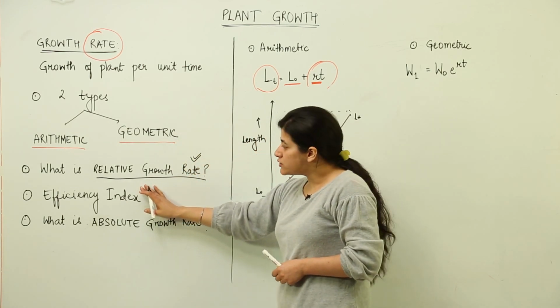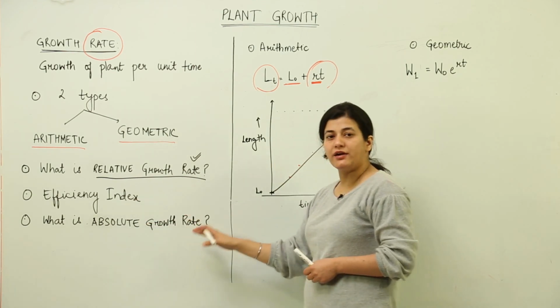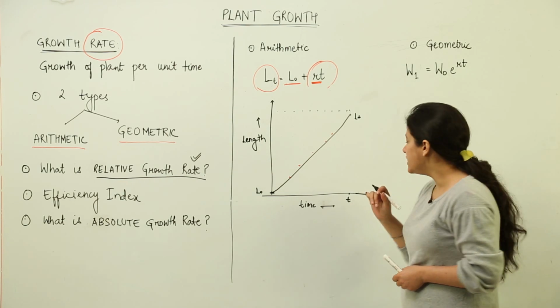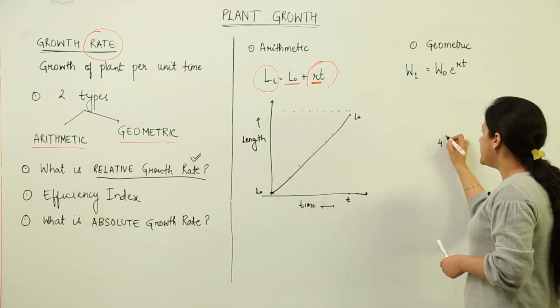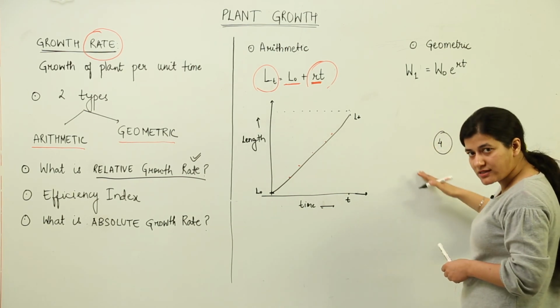Relative growth rate is also known as the efficiency index of the plant. First of all, let us understand what the efficiency index of the plant is. Supposedly we have 4 cells. Now, the efficiency index would tell how many cells these 4 cells could give rise to.